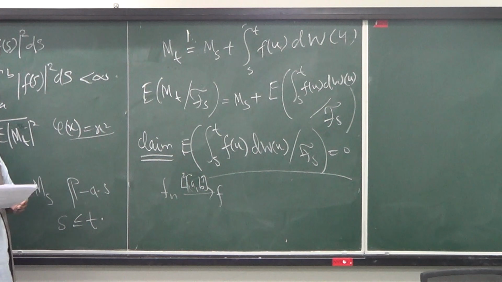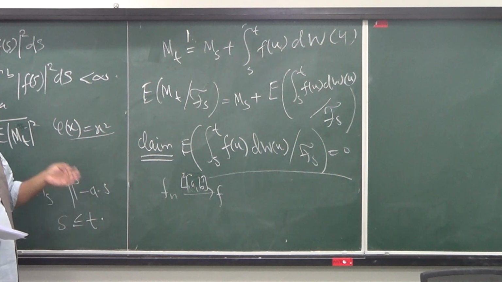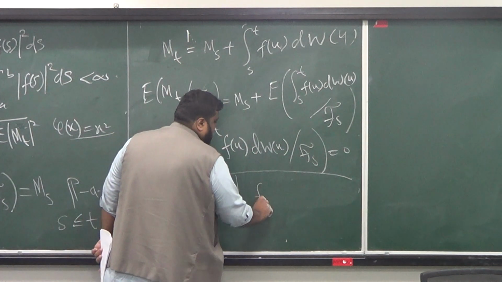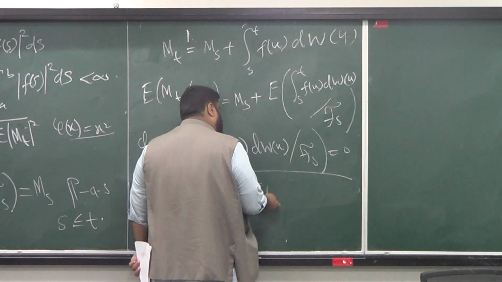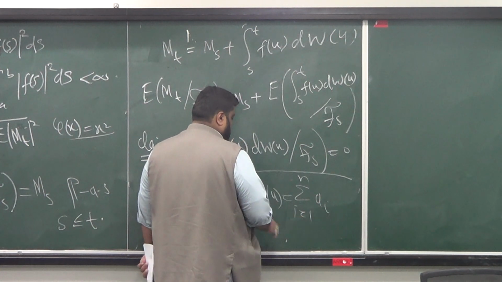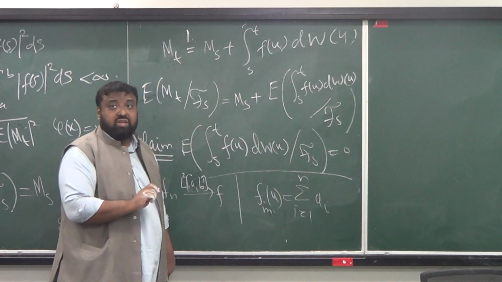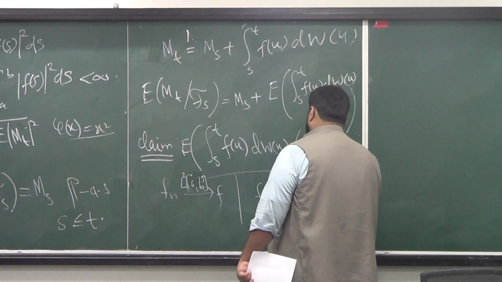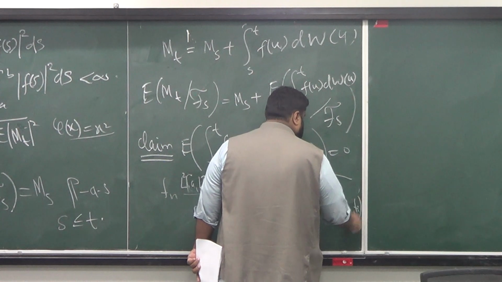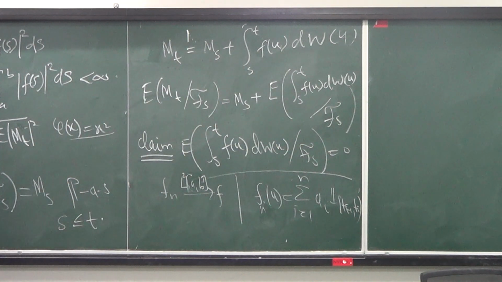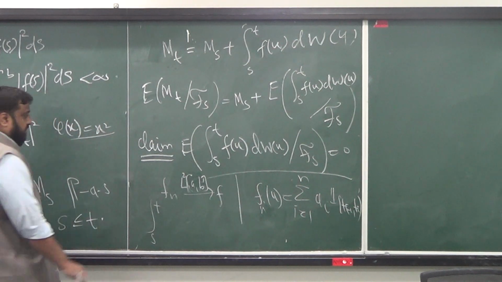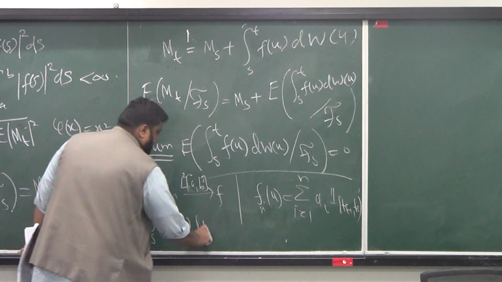Now I would like to show this. If I replace this f by, for example, a step function, in other words, we take an abstract step function, say f_n(u), this would look like the sum over i equal to 1 to n of a_i times the indicator function of (t_{i-1}, t_i]. So what would be the integral from s to t of f_n(u) dW(u)?